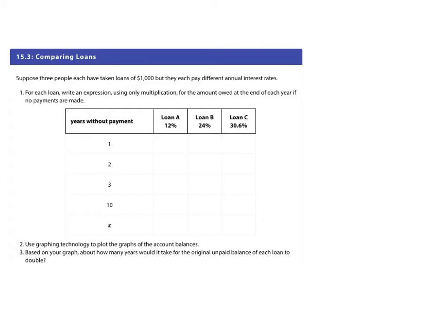Okay, so let's compare some student loans. Suppose 3 people each have taken loans of $1,000, but they each pay different annual interest rates. For each loan, write an expression using only multiplication for the amount owed at the end of the year if no payments are made. Okay, I'm going to make this a little bit bigger.